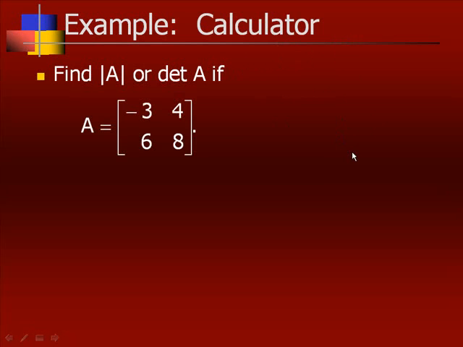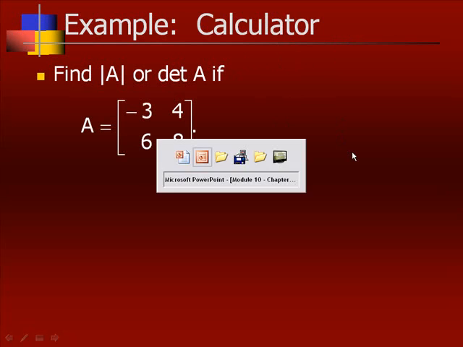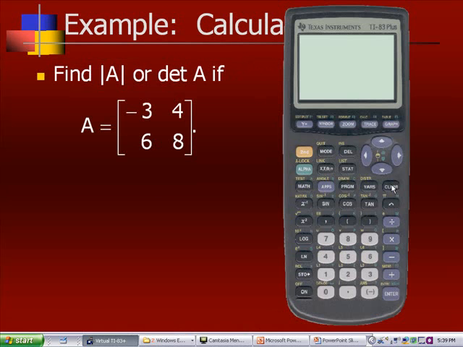Now, if we wanted to do this on our calculator, we go back and enter our 2 by 2 matrix. So we go to second matrix. First thing we're going to do is edit and select A, which is already a 2 by 2 matrix. And then we just enter the values: -3, enter, 4, enter, 6, 8. Now remember, after you enter the last entry, press second quit.